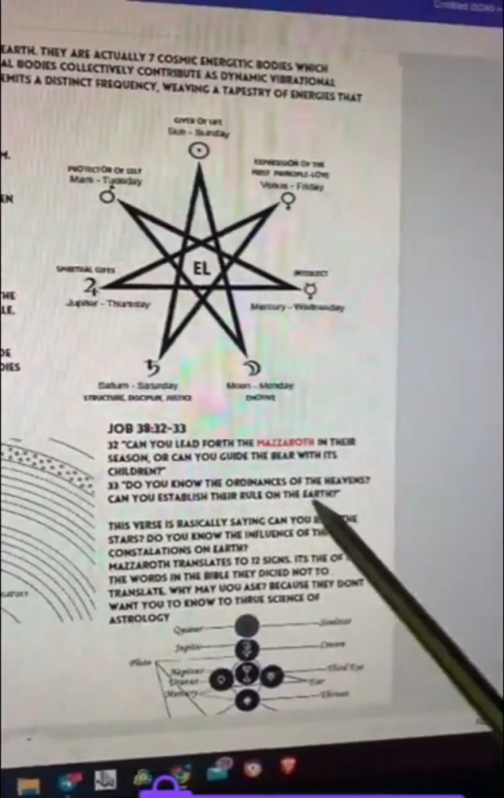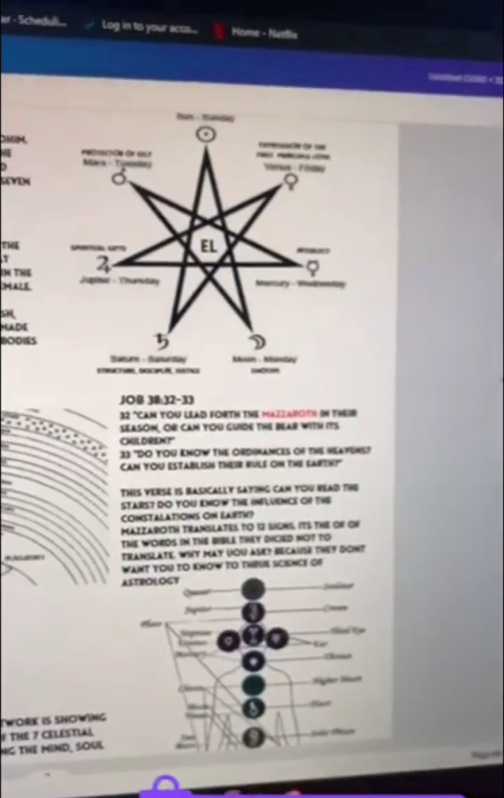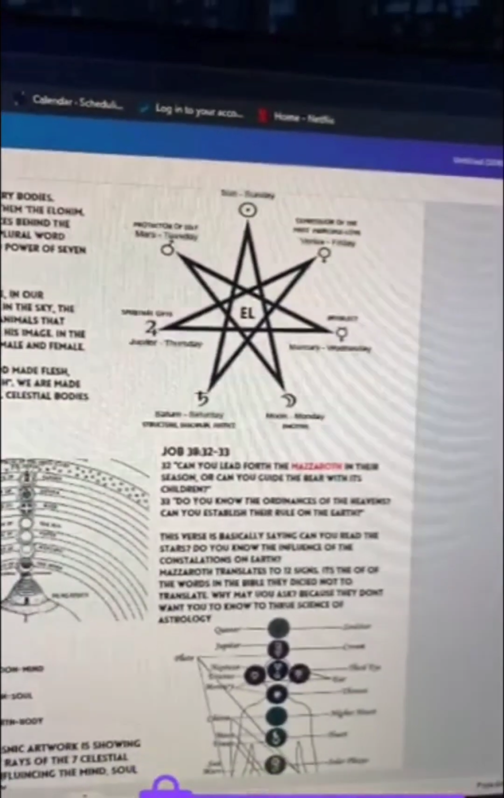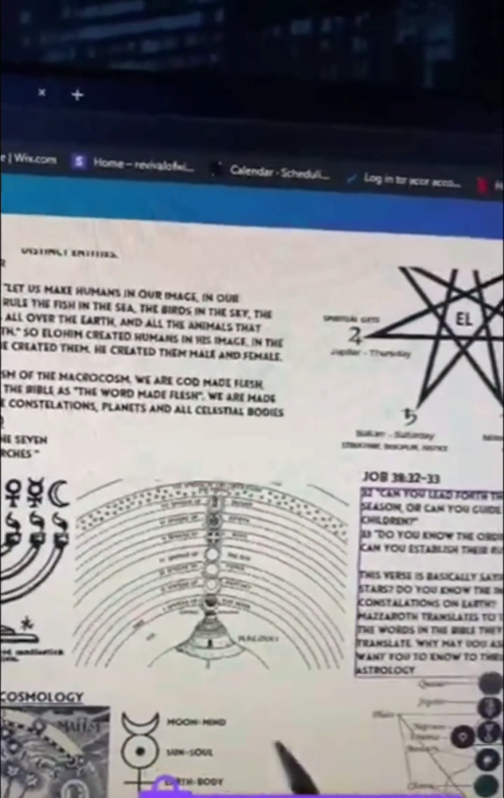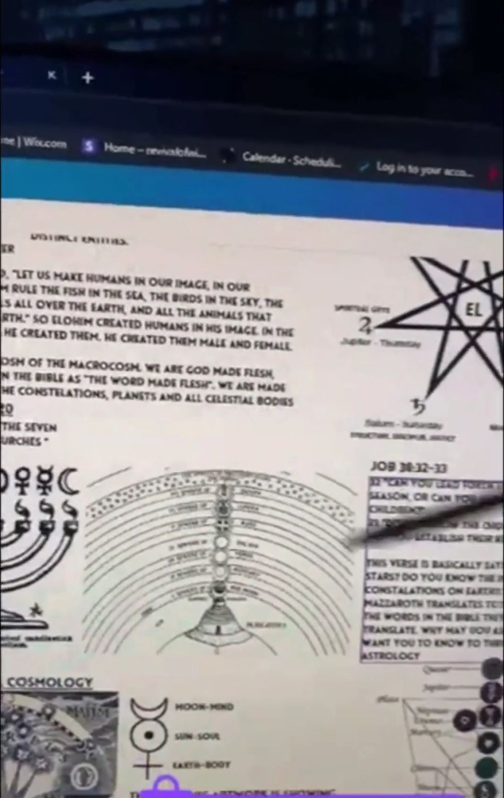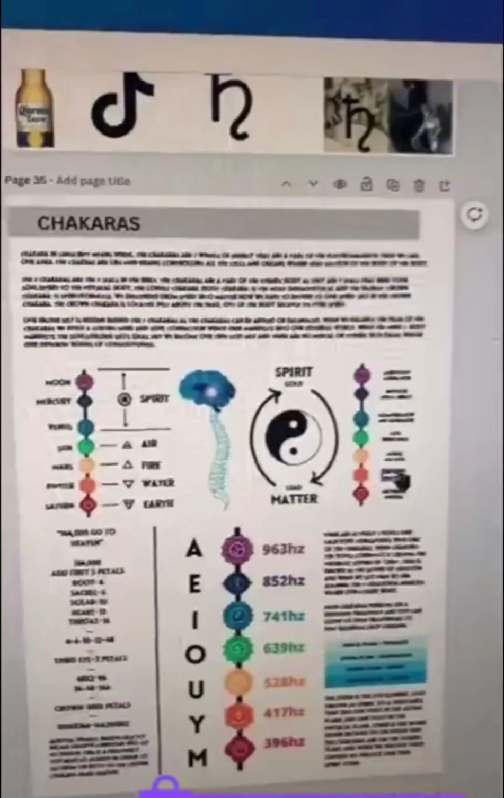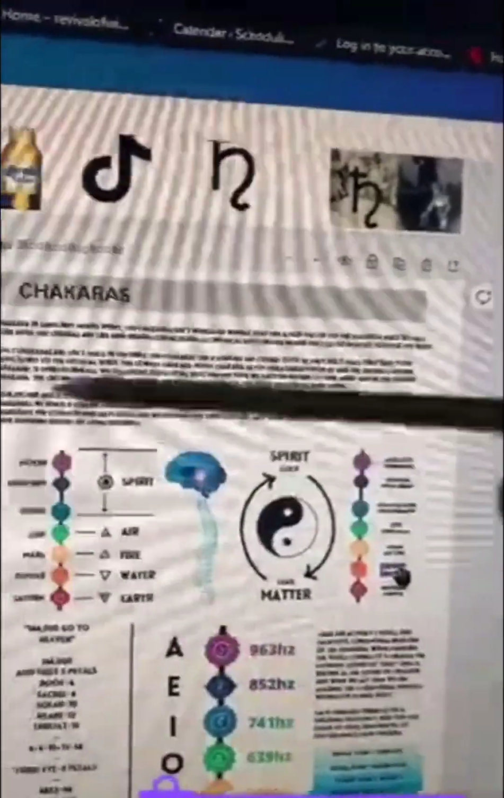Do you know the ordinances of the heavens? Mazzaroth means 12 signs, meaning the 12 zodiac signs. The stars are the start of the solar system. And we descend from the stars into the 7 planets, which give us the 7 energy centers in the body.